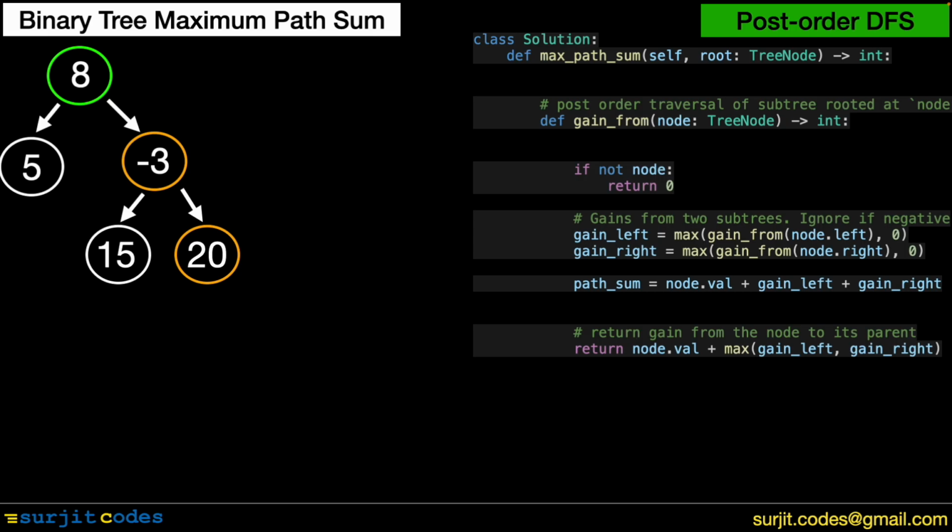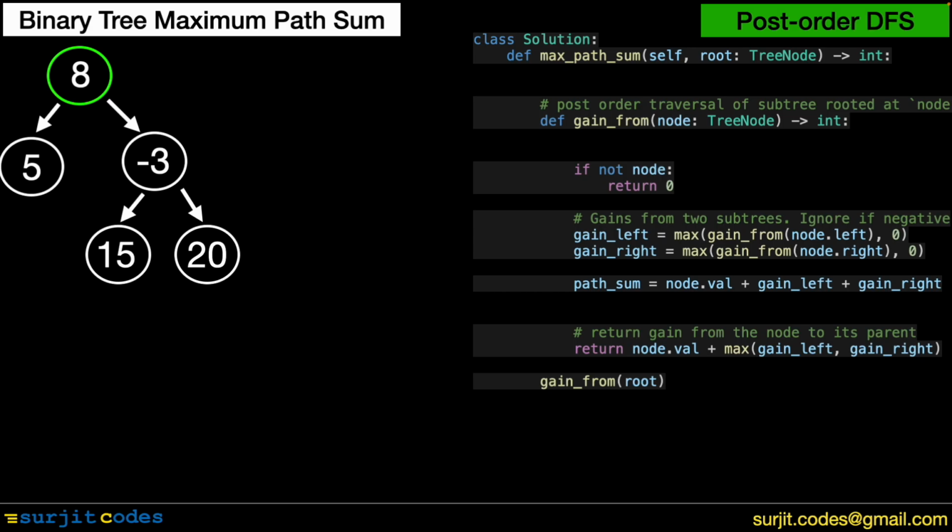However, the return value is the gain from the node to its parent. This is the node value plus higher of the gains from its two children. With this, the recursive skeleton is ready. We call this function with root as the starting node. DFS recursion will traverse each node once. In each recursion, we consider one node and find path sum for the subtree that has the node as the root. However, we are yet to compare them all to find the max path sum.